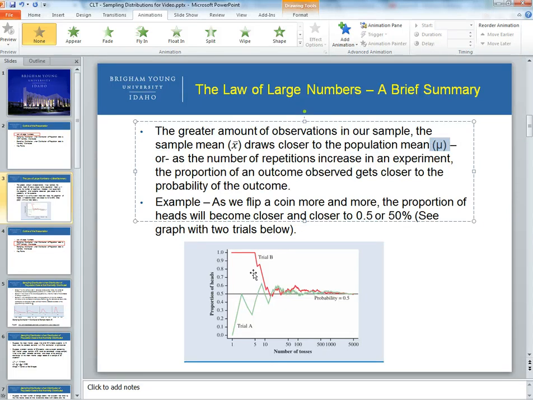Or you can look at it in terms of how you flip a coin. As we flip a coin more and more, the proportion of heads will become closer and closer to 50%. If you look at this graph where the vertical axis represents the proportion of heads and the horizontal axis represents the number of tosses, we may start off with fewer heads or more heads, but in the end if we flip the coin more and more, it'll get closer to 50%. And that is an example of the law of large numbers. So the greater the sample size, the more accurate we'll become, and our sample mean will become even closer to our true population mean.